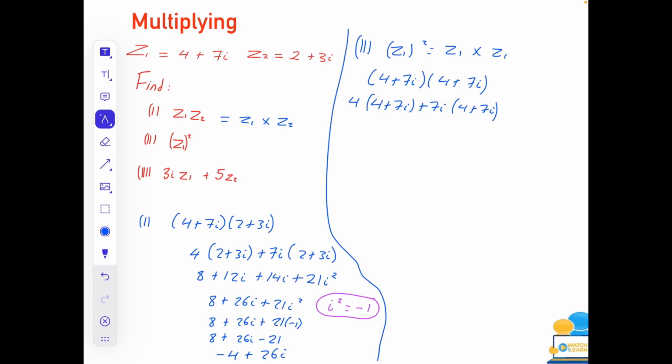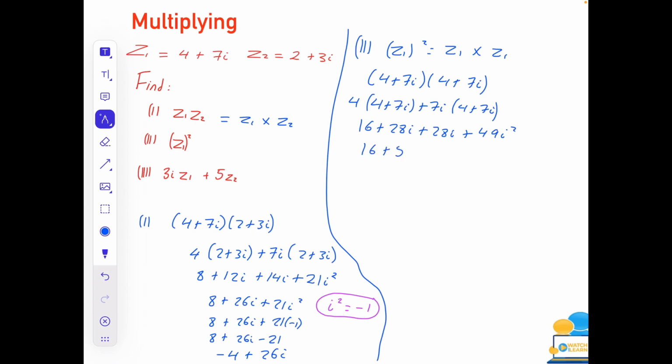Okay, so write down the second bracket twice, split up the first bracket, and now off we go with our multiplying. So 4 by 4, 16. 4 by 7 is 28i. 7 by 4 is 28i again. And then 7i by 7i is plus 49i squared.